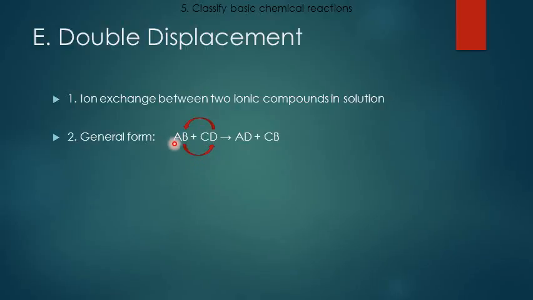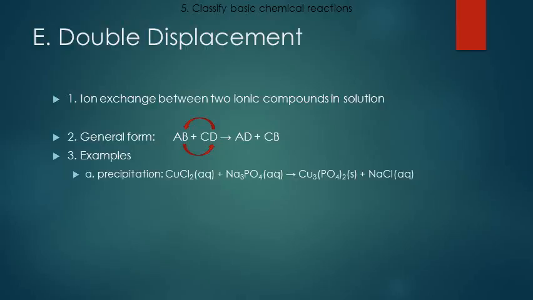So we started with AB plus CD. Our products are AD. Notice I still have cation, anion listed in the formula. I can't match up two cations and I can't match up two anions. And then I have CB as my other product, where those two anions have simply switched places. So let's look at some examples here.